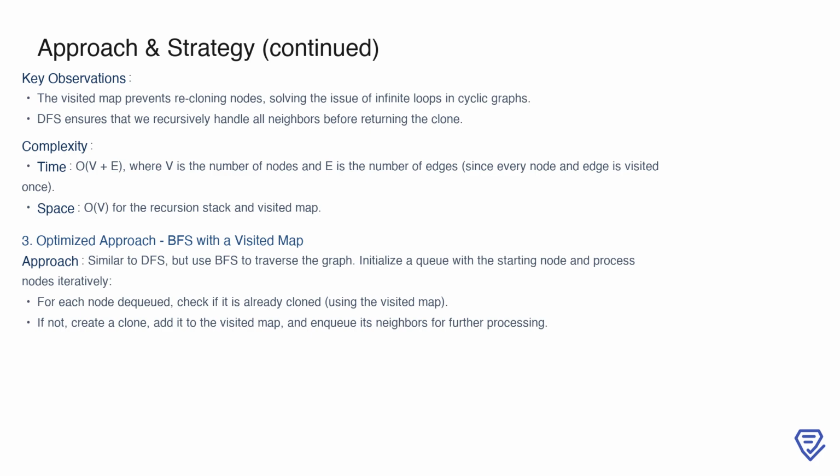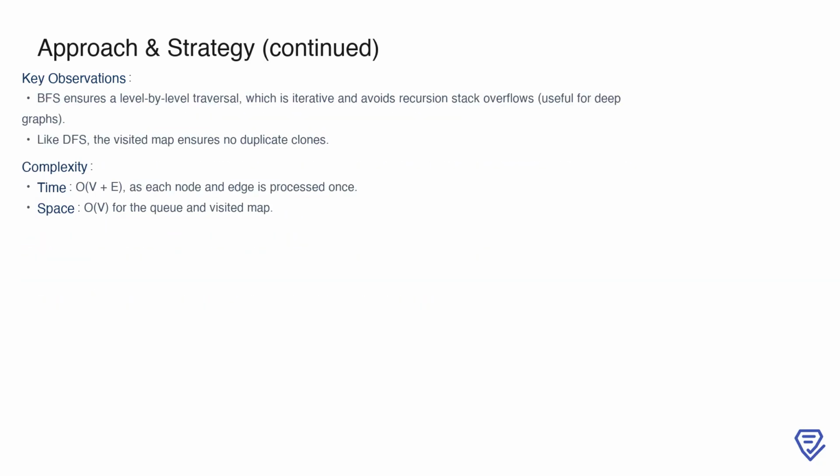An alternative to DFS is to use BFS with a visited map. This approach is similar in logic but processes nodes iteratively, using a queue to manage traversal. With BFS, the graph is traversed level by level. For each node dequeued, we check whether it's already cloned using the visited map. If not, we create a clone, add it to the map, and enqueue its neighbors for further processing.